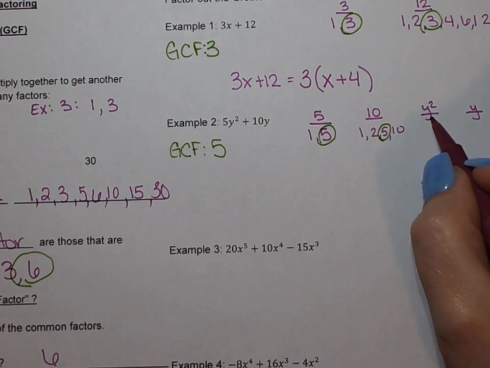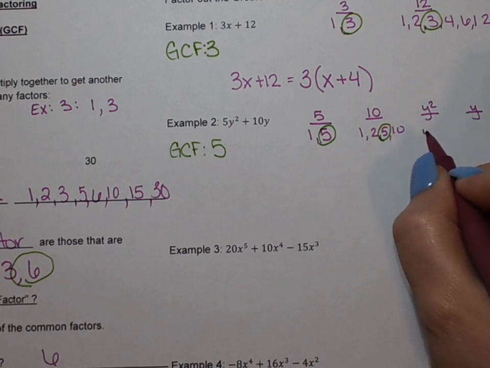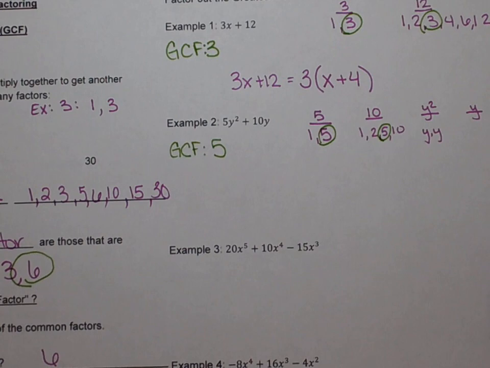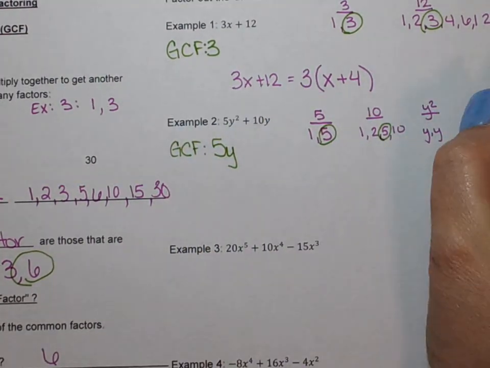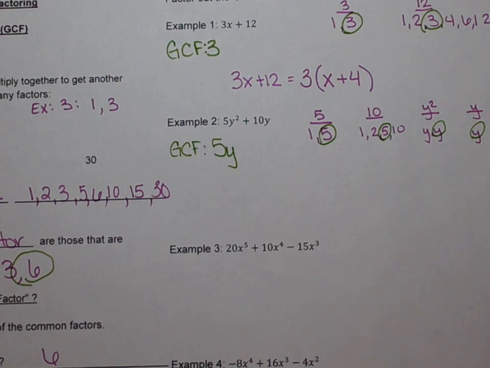So what do I multiply together to get y squared? Well, it's just simply y times y. And for y, that's just simply y. All right, so we need to look at the variables and figure out how many they share in common. Well, they share one y in common. So our GCF includes that one y. And this will make more sense as we end up with larger and larger degrees on our variables.